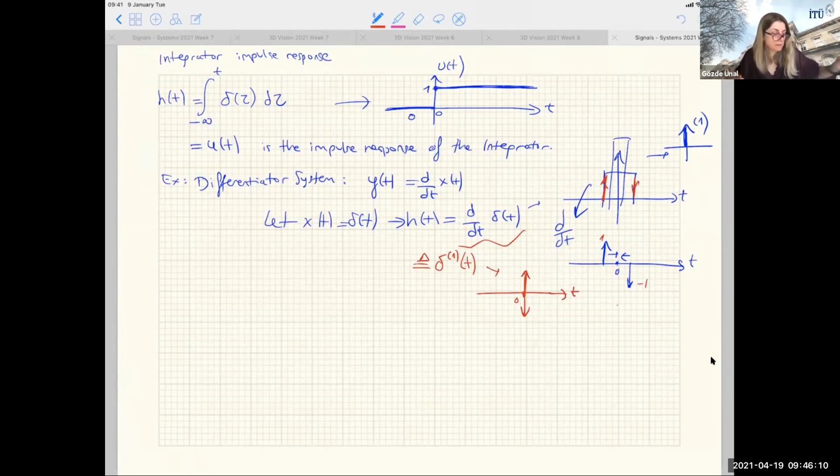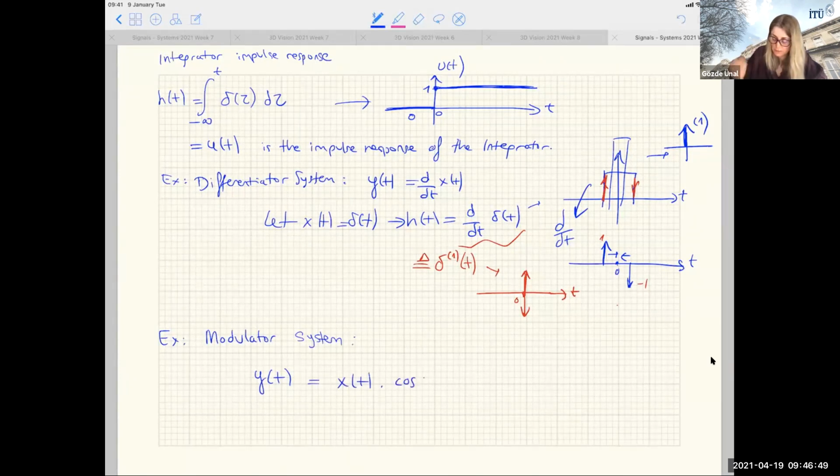So what else were we doing, guys? For instance, another system is the modulator system. We will study modulation later after we cover the Fourier transform. But just to give an example, the input-output relationship, let's say, is X of t times cosine omega 0 t. Okay, so this is the modulator system.